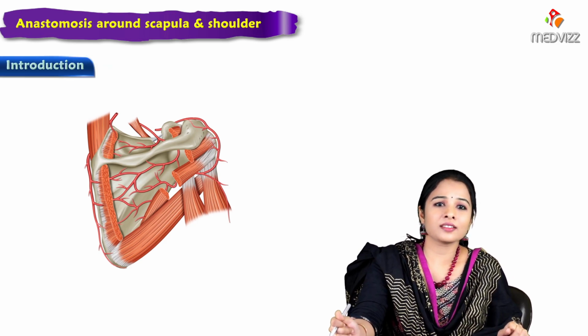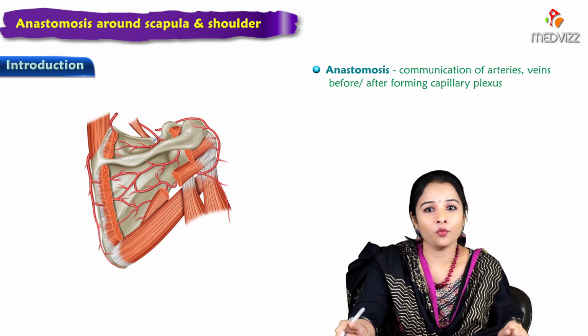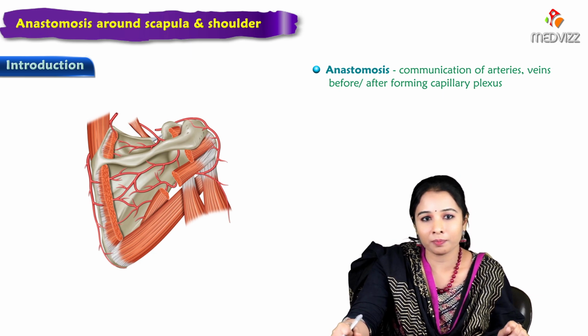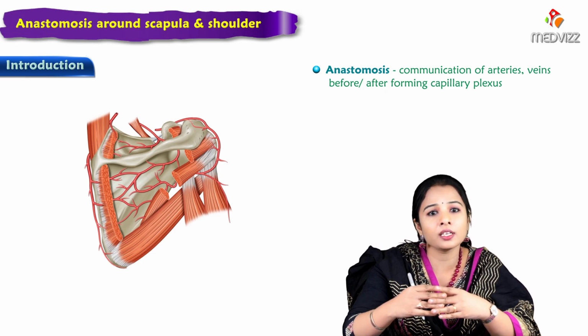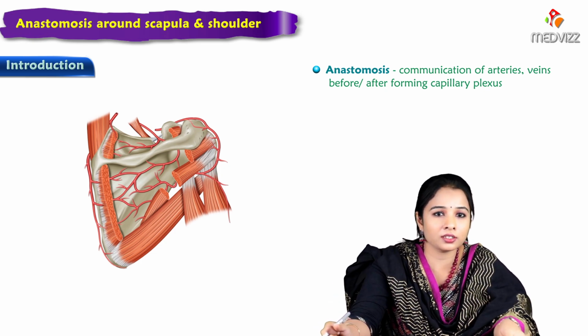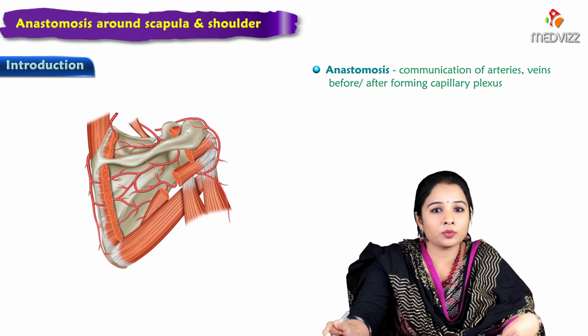So what is this anastomosis? Anastomosis is the communication of arteries or veins before or after formation of the capillary plexus. So before or after formation of the capillary plexus, if there is a communication between the arteries and veins, it is called anastomosis. So today's topic is about scapular anastomosis.